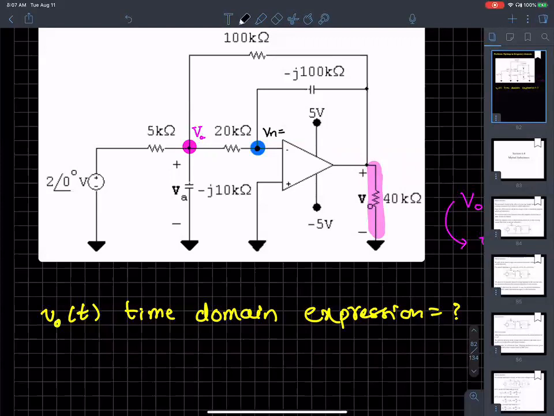And can we apply any rules directly on this? There were two rules, right? Yes, we can. So the voltage on the positive terminal is zero, so VN is zero. So this is as good as a ground, virtual ground. This is the virtual ground rule, right? Rule number one.